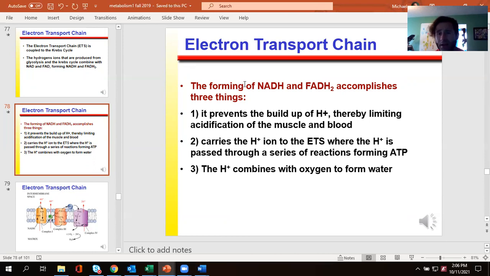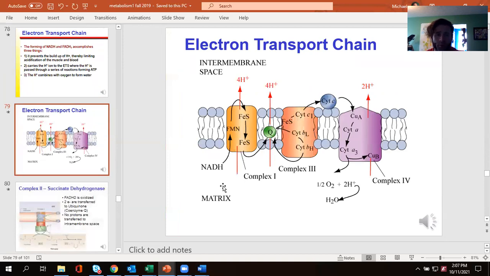So NADH and FADH2 are going to do a number of things. First and foremost, they're not going to allow development of those protons, so we're not going to be able to as greatly acidify both muscle and blood. It's going to carry this into the electron transport chain, so it's going to be that intermembrane space where we're going to use it to develop that gradient. And then when we utilize oxygen with it, we're actually going to form water. So the major essential products at the end of all metabolism of food aerobically is going to be carbon dioxide and water.